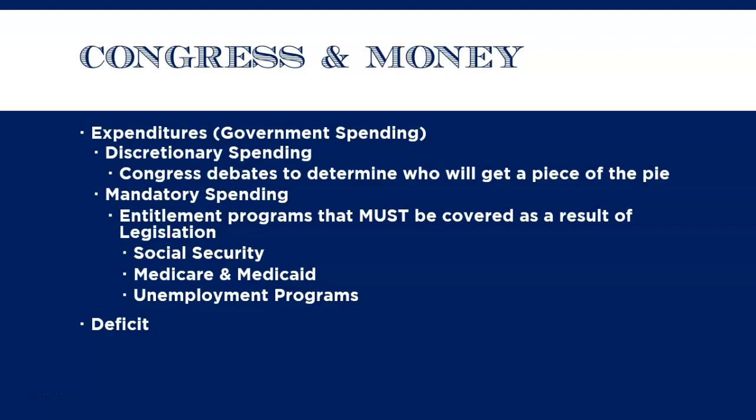We talk about a deficit. This is when your expenditures exceed revenue in a fiscal year. So basically, you're spending more money than you're bringing in, and it creates a deficit. And that's why the federal deficit is so high, because we do that a lot.